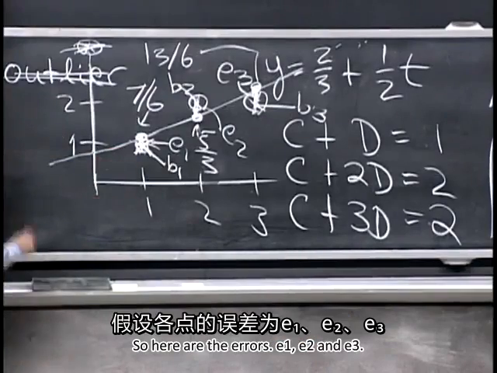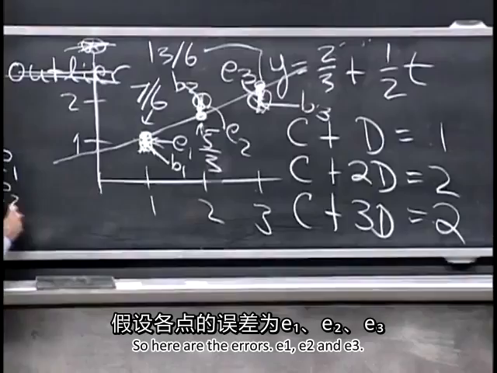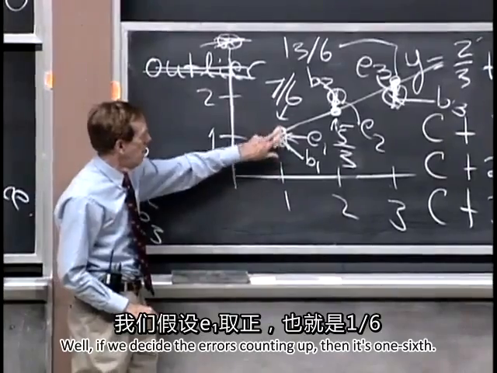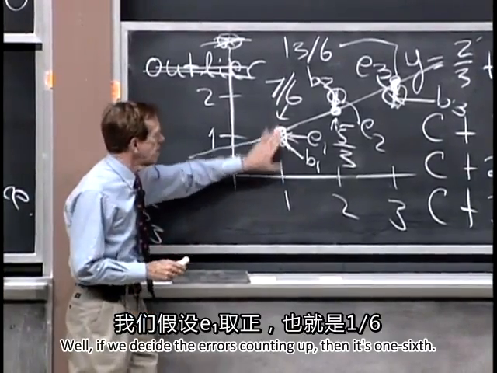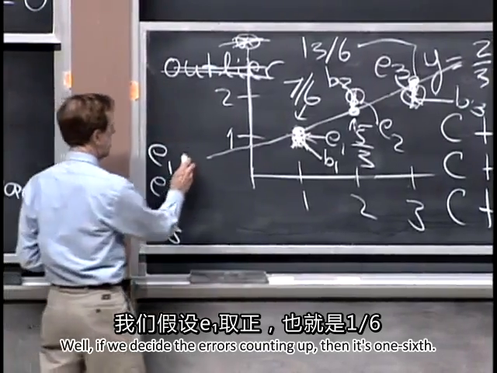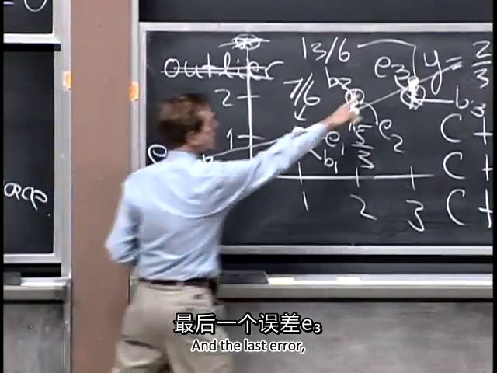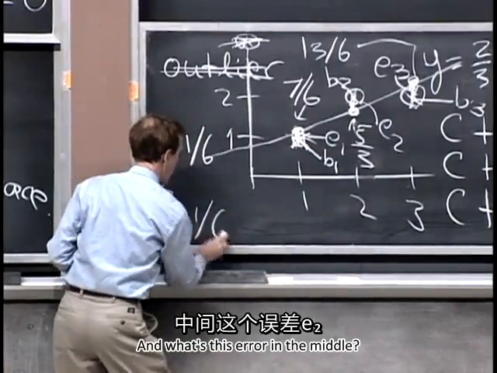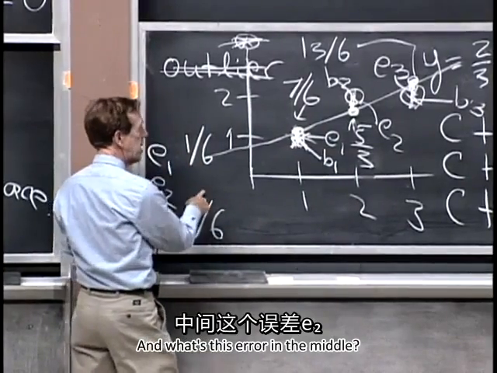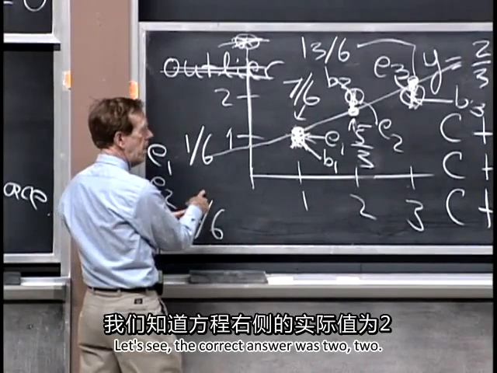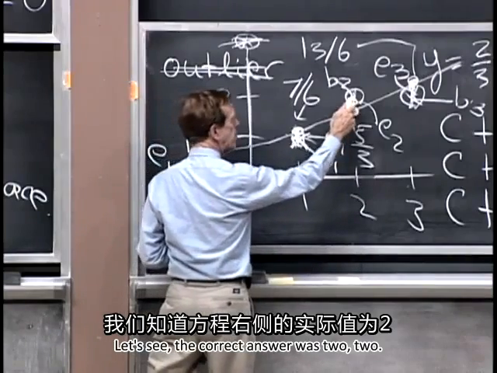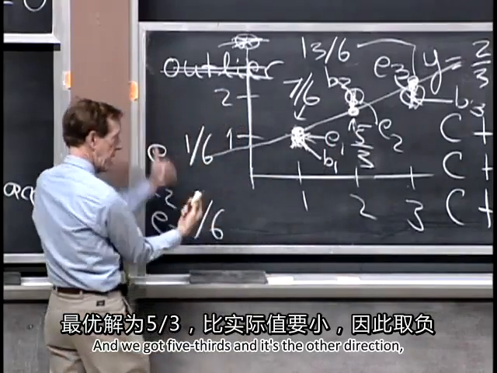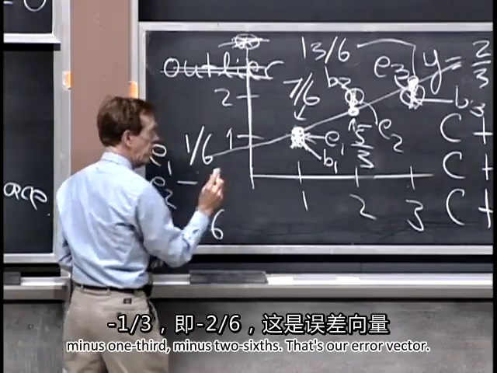What's this first error? So here are the errors, E1, E2, and E3. What was that first error, E1? Well, if we decide the error is counting up, then it's 1/6. And the last error, 13/6 minus the correct 2, is 1/6 again. And what's this error in the middle? Let's see, the correct answer was 2, and we got 5/3, and it's the other direction, minus 1/3, minus 2/6.